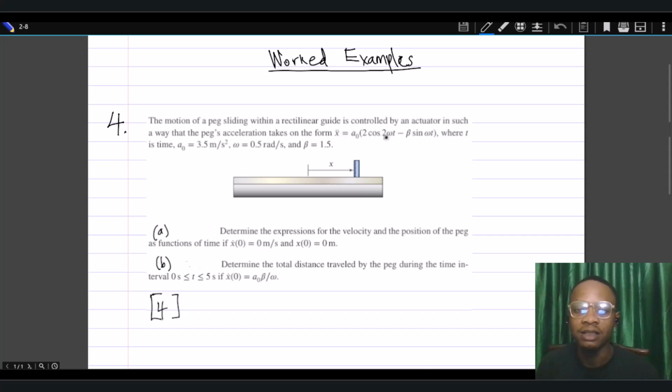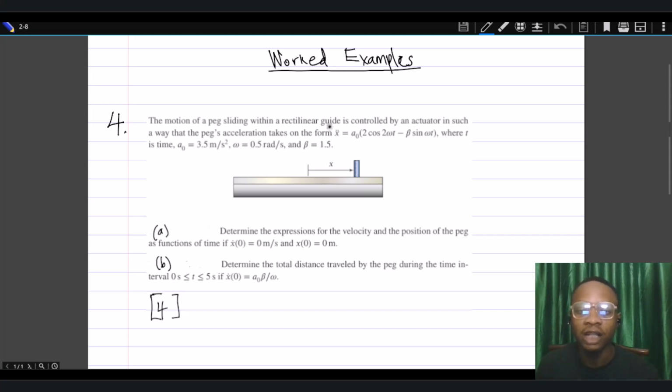So looking at this, we're told that t is time, a naught is 3.5 meters per second squared, omega is 0.5 rad per second, and beta is 1.5. So from all of this, we can already tell that a naught is a constant. It does not vary with time, and it does not depend on any other variable, on position, or on anything else that varies with time and position. So this is just 3.5 meters per second squared. That is a constant.